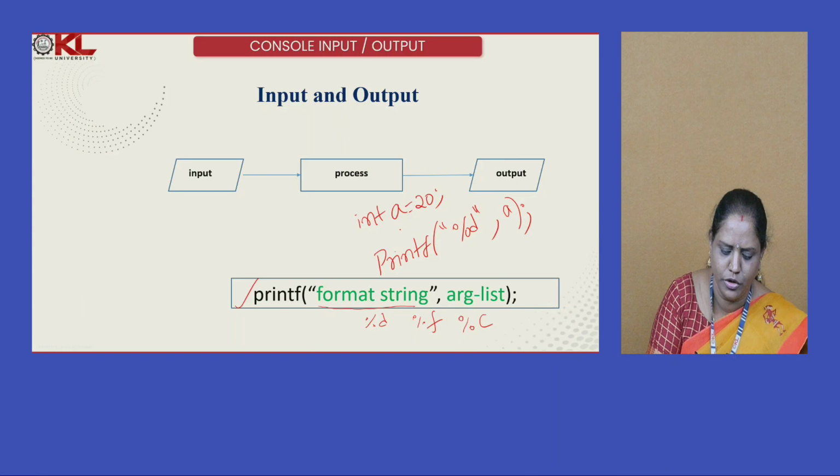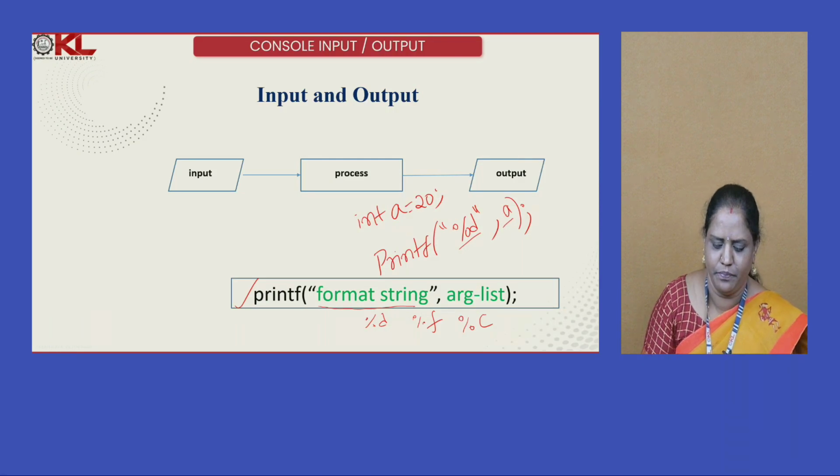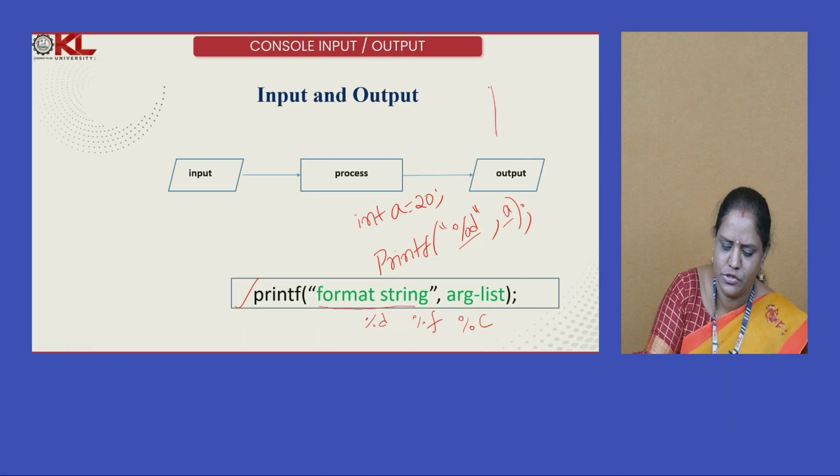So here I want to print a variable value. a is of integer type, so I used %d, and the variable name is a. Now on the output screen, it prints the value 20.